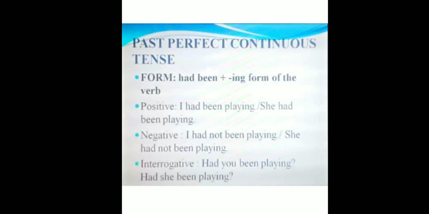For a negative sentence, we have to put not after the helping verb had. Example, I had not been playing, she had not been playing. As it is a negative sentence, we have to put not after the helping verb. What is the helping verb here? Had. For an interrogative sentence, had you been playing? Question mark. Had she been playing? Question mark. Remember one thing, a question mark is compulsory under every interrogative sentence.